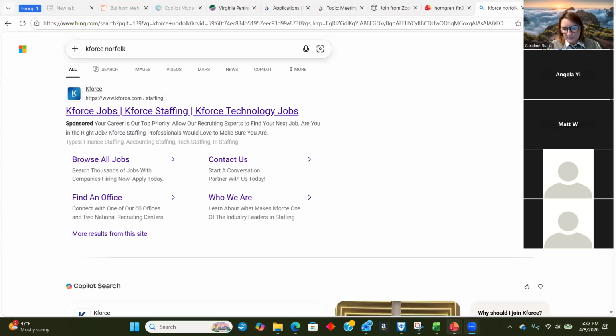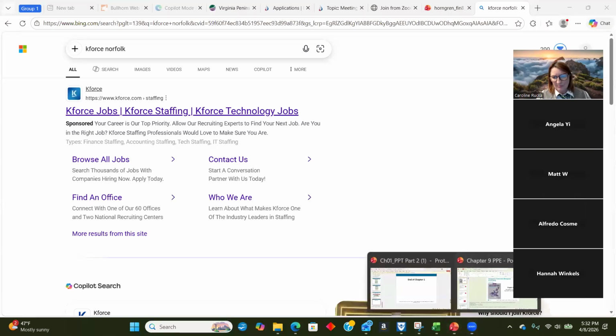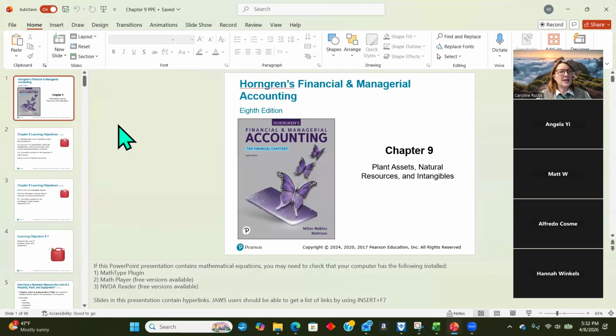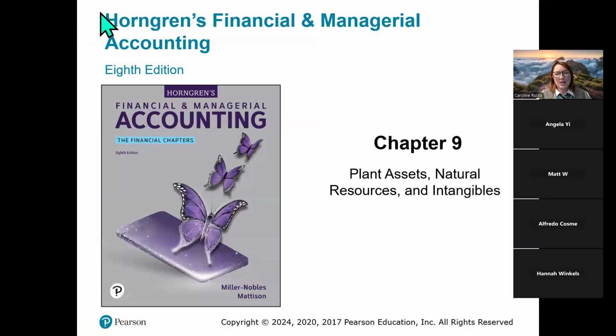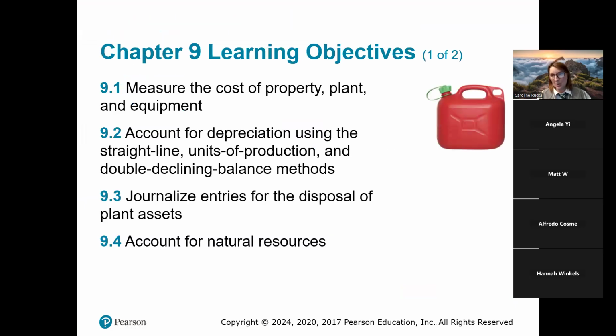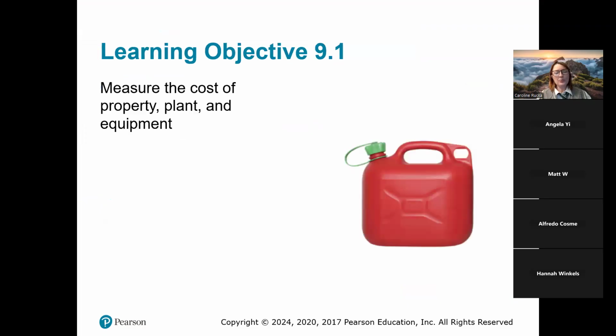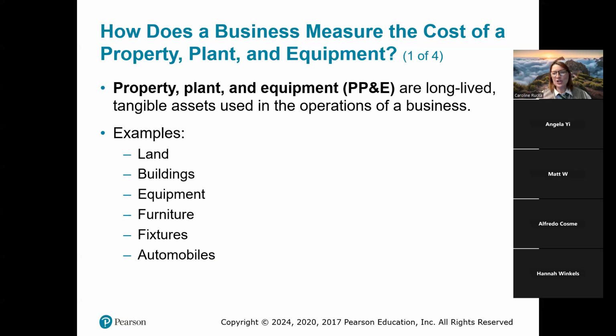Let's share my screen here. Okay, tonight we're going to be looking at plant assets and natural resources, generally property, plant, and equipment. PP&E is what we call these on the balance sheet. And we're going to look at how we measure the costs of those long-lived assets.